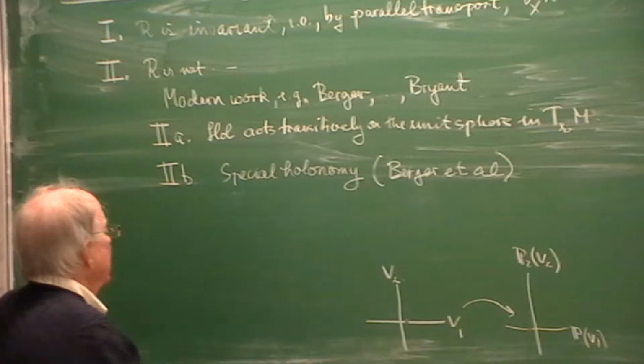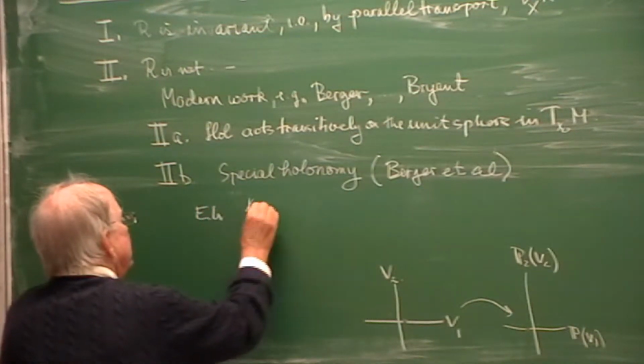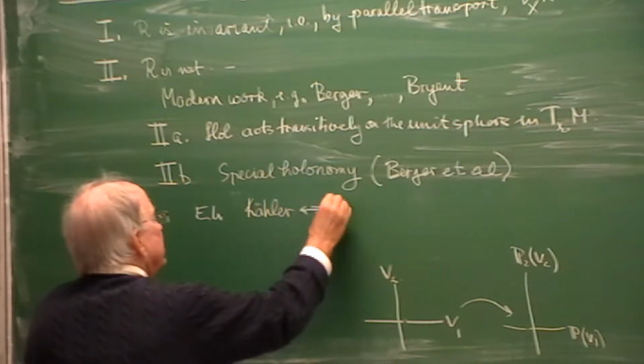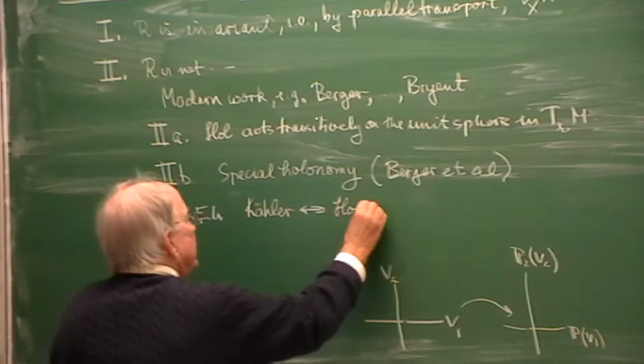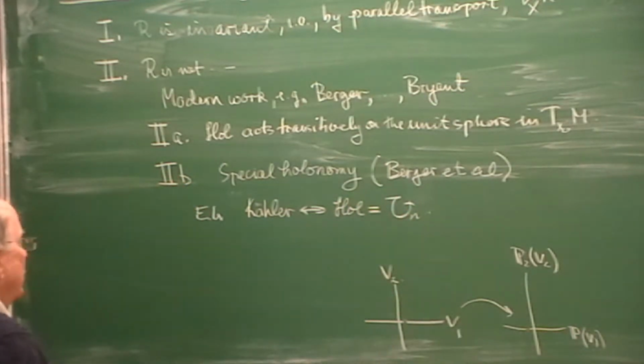So for example, the Kähler case, which we like in complex geometry, Kähler is really when the holonomy is then a unitary group.